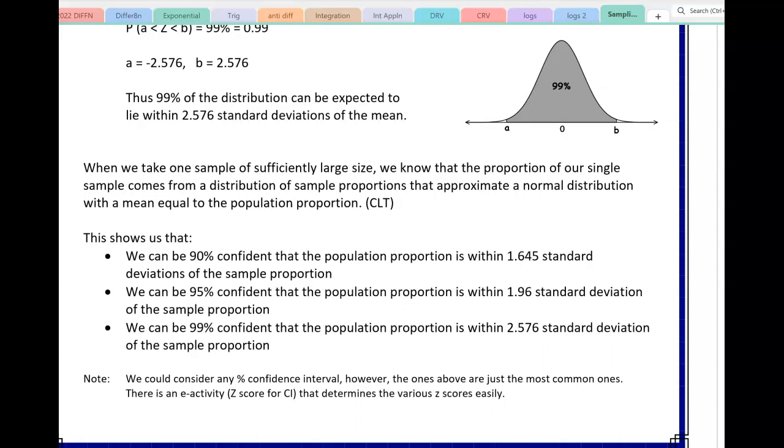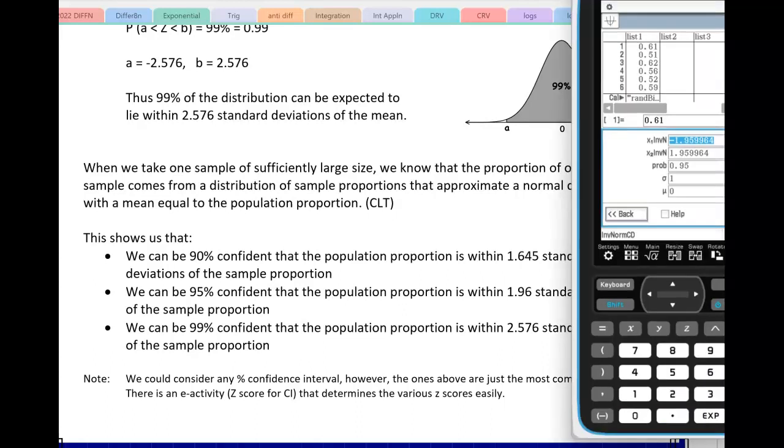So you can use the E-activity, or, because sometimes things break down, and if something's going to go wrong, it'll be the E-activity, in your calculator you can always do what I just did. Use your centre-tail setting and put in, let's say we wanted an 80% confidence interval, 0.8. Just use your standard normal distribution.